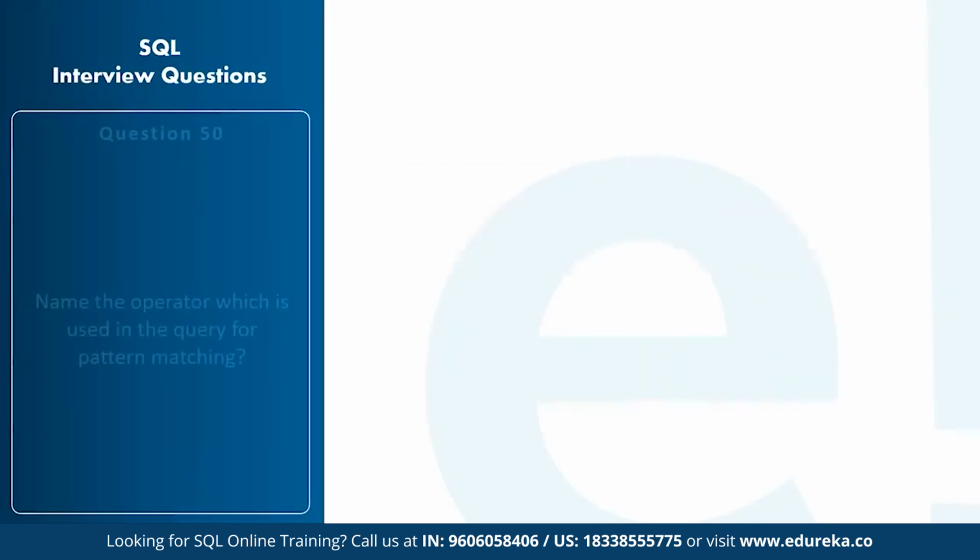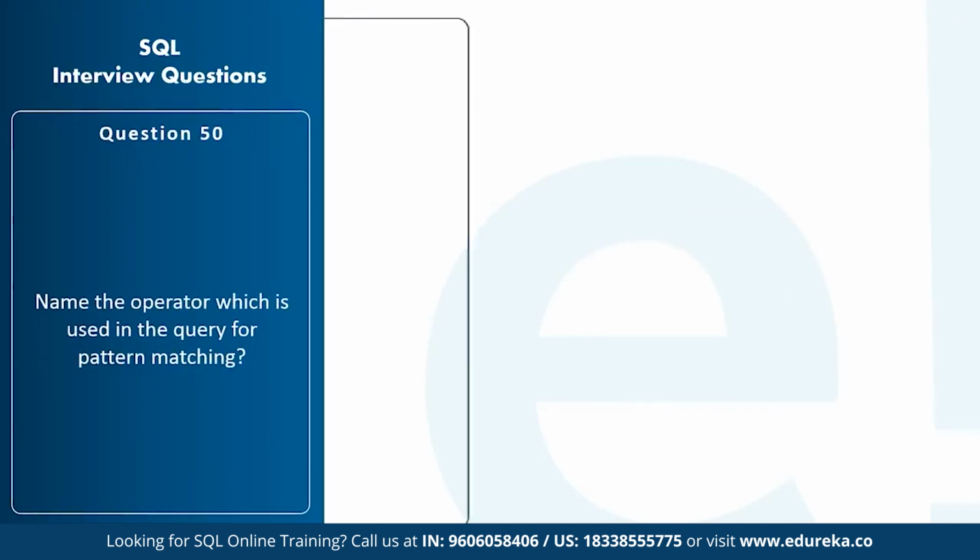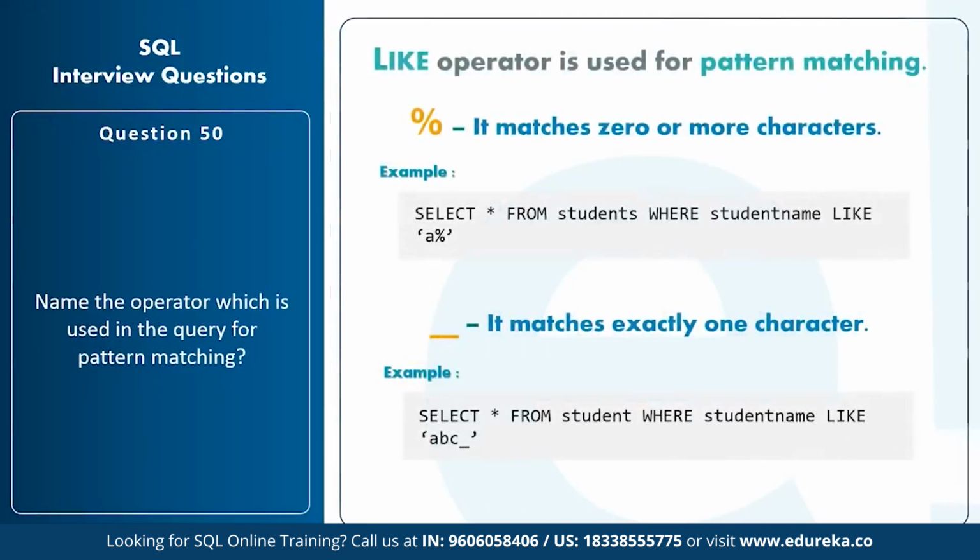Now let's move forward to the next question, that is, name the operator which is used in a query for pattern matching. The operator which is used in a query for pattern matching is basically the like operator. So in the like operator, you can use either the percentage sign or the underscore sign. The percentage sign basically matches 0 or more characters. If you use the percentage sign in the query, like select star from students where student name like 'A%', all those students whose name starts with A and ends with any character will be taken into account, and all the information related to those records will be retrieved.